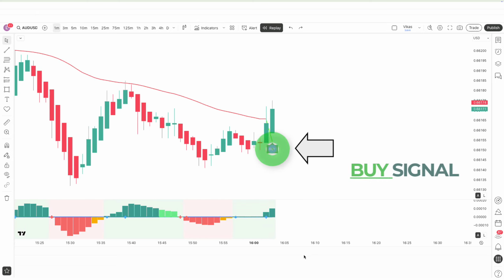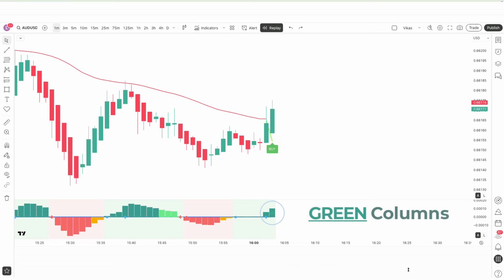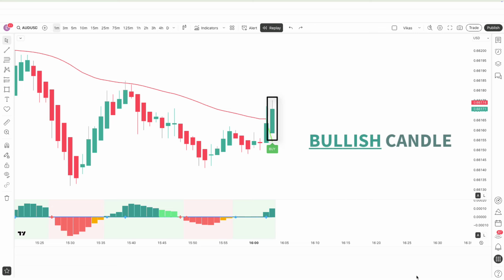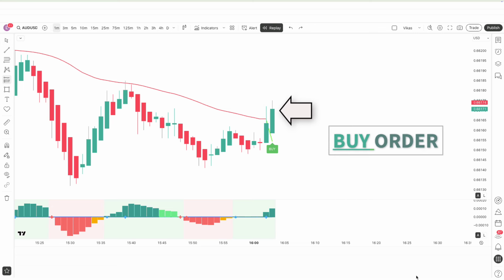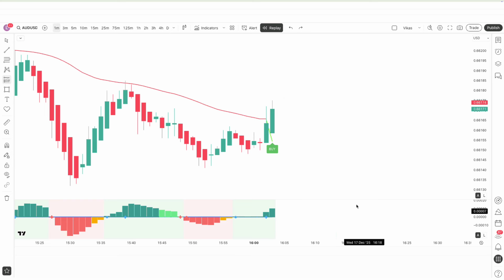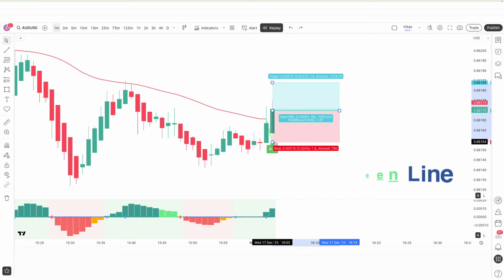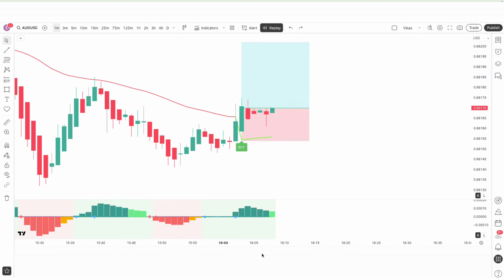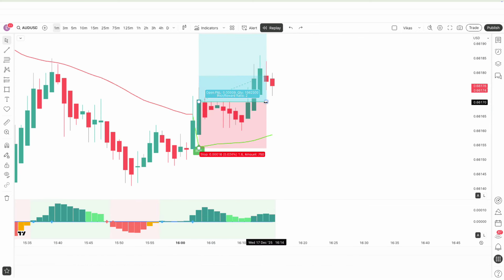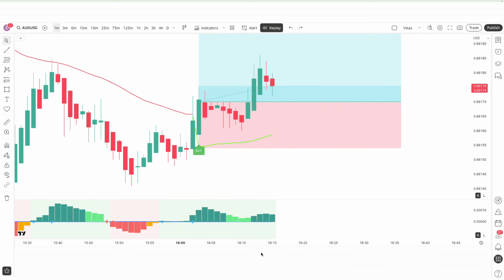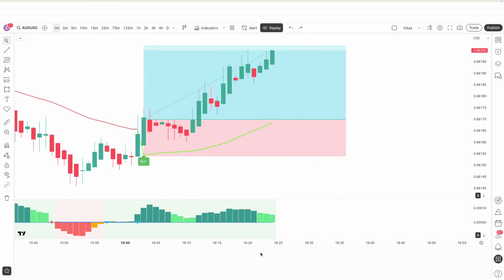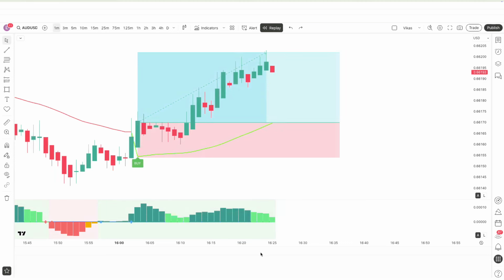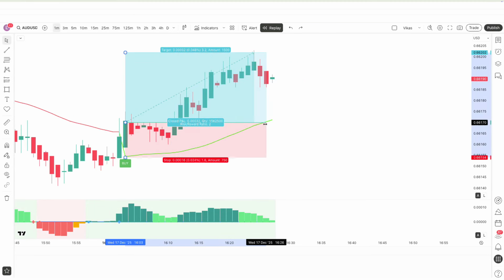When the SSL Trend Analyzer Indicator gives us a buy signal, the green columns of the Super Trend Oscillator should be above the 0 line, and the market forms a bullish candle. If this condition is fulfilled, then we will place a buy order. Our stop loss should be at the green line, and the risk to reward ratio will be 1:2. The market has completely hit the target. I hope you must have understood this trading strategy.